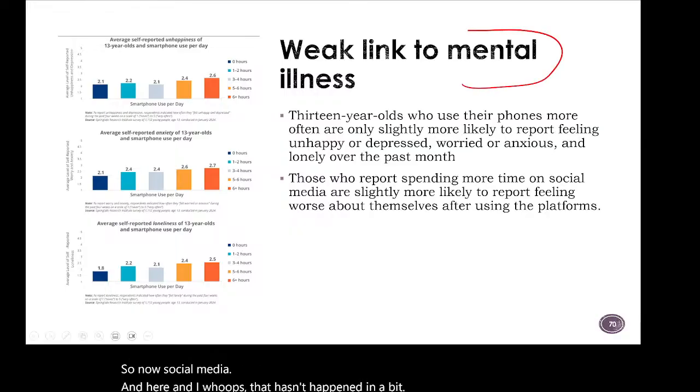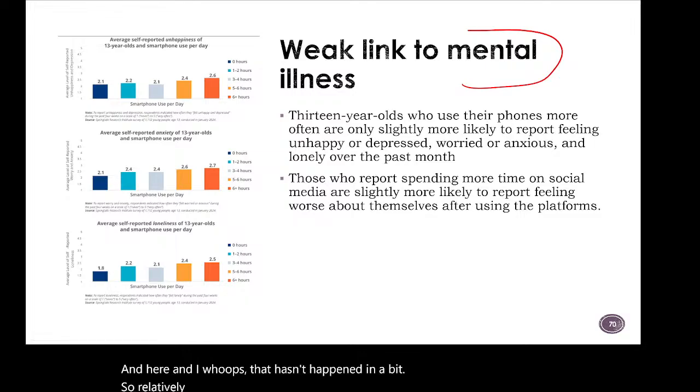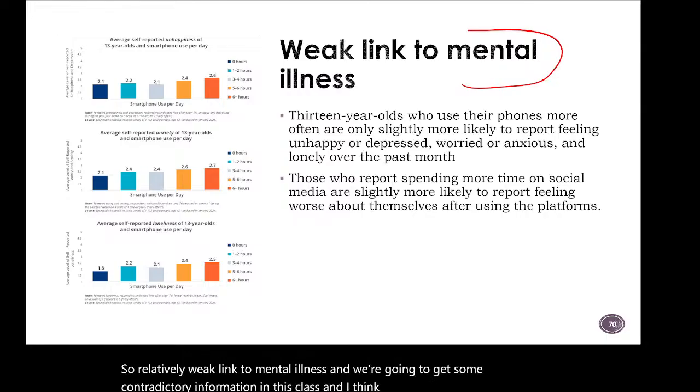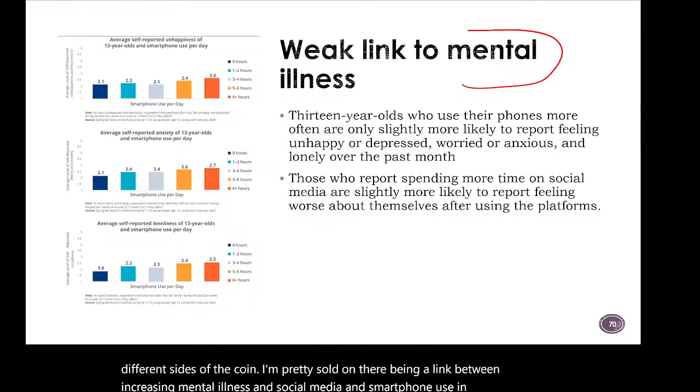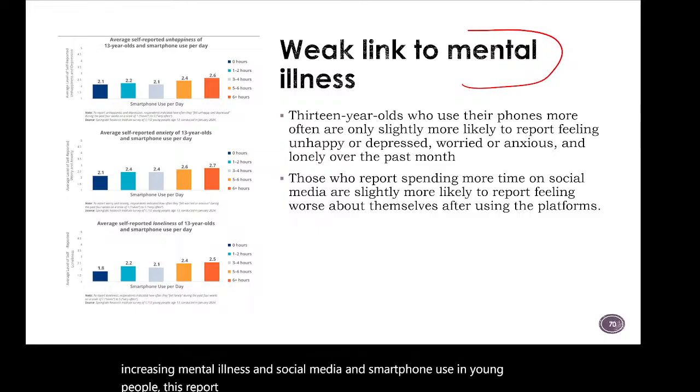So, relatively weak link to mental illness. And we're going to get some contradictory information in this class, and I think it's good to present different sides of the coin. I'm pretty sold on there being a link between increasing mental illness and social media and smartphone use in young people. This report finds something slightly different, but I'll try to go through and explain what I see here.